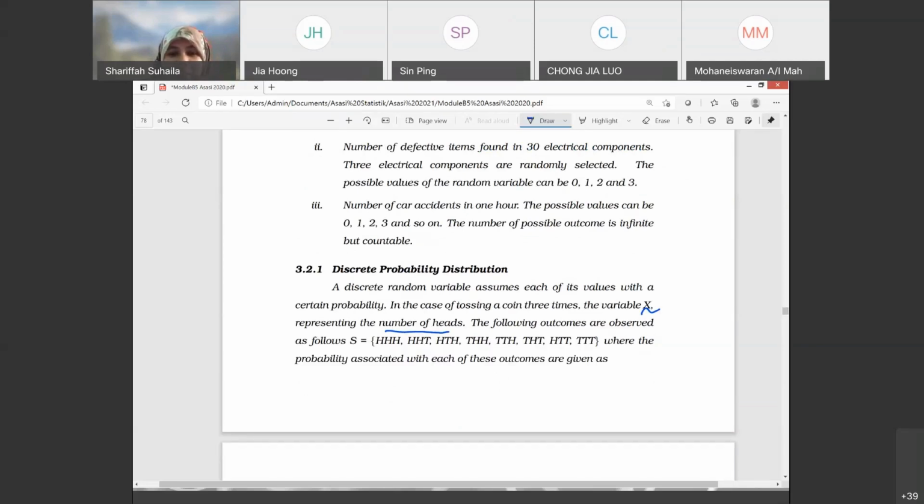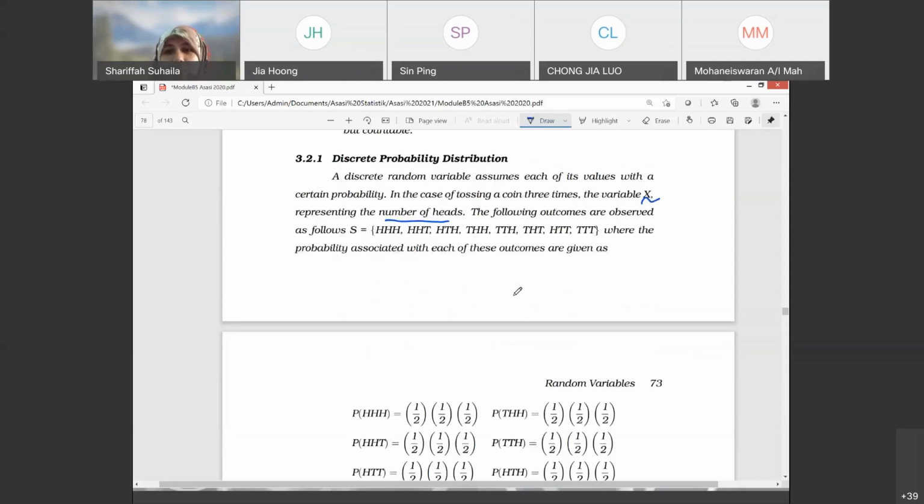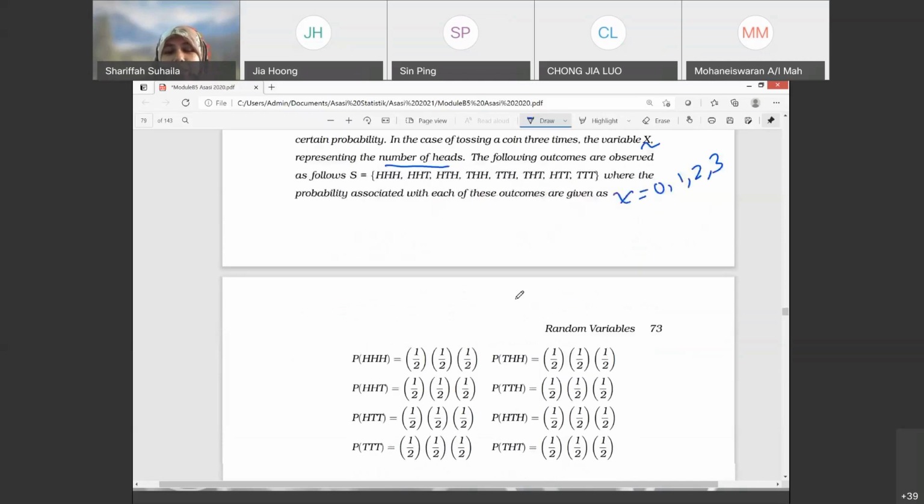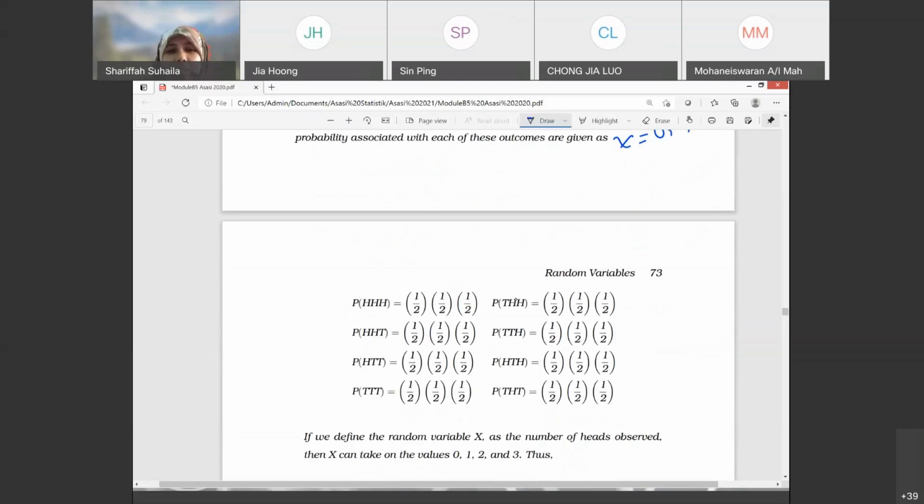Now you want to find the probability. We already know what is your capital X, and what is your small x in here, which is 0, 1, 2, 3, because you're tossing a coin 3 times. So you want to find your probability. The probability of getting head, head, head: half, half, half, so that means 1/8. Tail, head, head: same thing, one half, one half, one half. So you have your probability distribution.